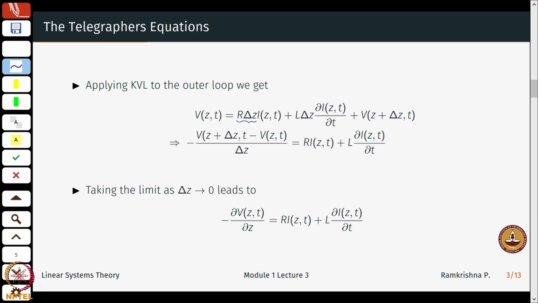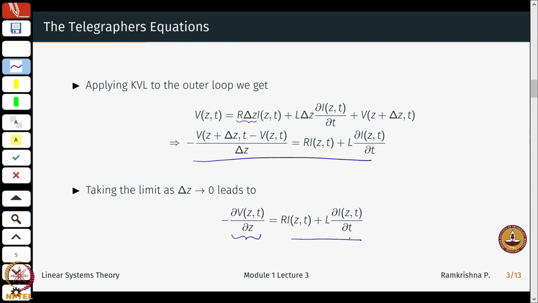Okay, so I just rearrange terms and write my equations like this. And if I take the limit as delta z tends to 0, this looks familiar to what I learned in calculus as the definition of derivatives. For a small element, this turns out to be the partial derivative with respect to z. On the right hand side I have things like this.